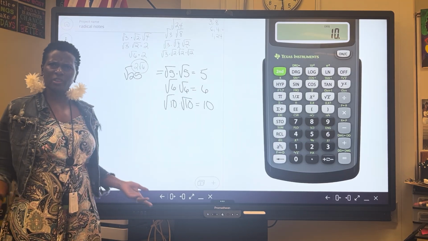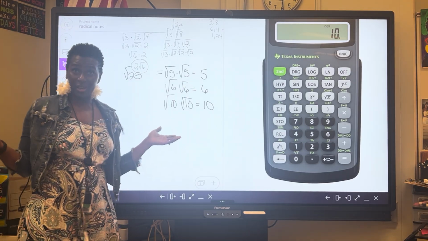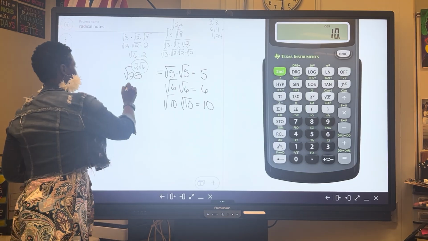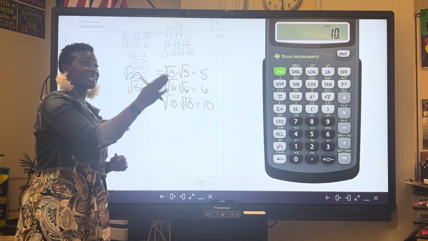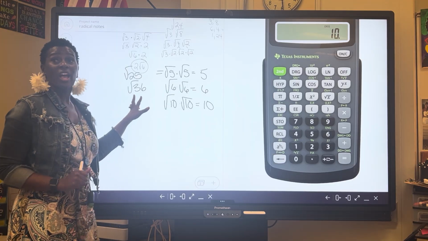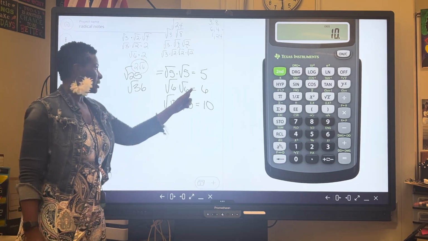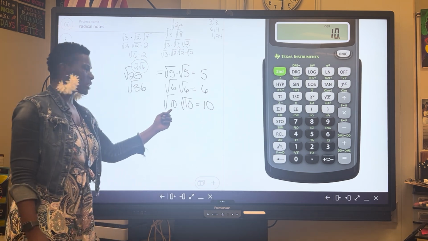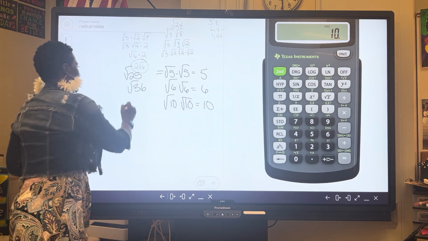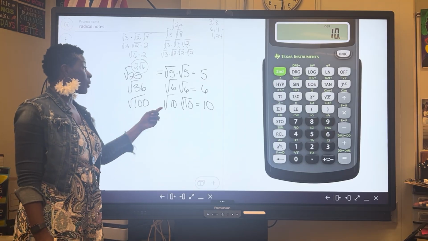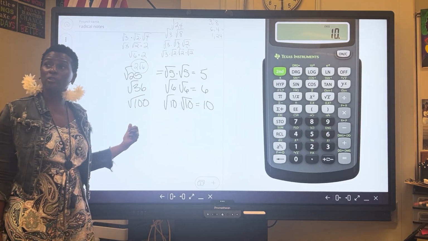What is the square root of 5 times the square root of 5? It is 5, but isn't it also the square root of 25? Because isn't 5 times 5 25? Yes. So the square root of 5 times the square root of 5 is the square root of 25. Well, what is the square root of 25? 5. Right? What's the square root of 6 times the square root of 6? Square root of what? 36. If you look at your list, what is the square root of 36? 6. Square root of 10 times the square root of 10 is the square root of 100. The square root of 10 times the square root of 10 is the square root of what?